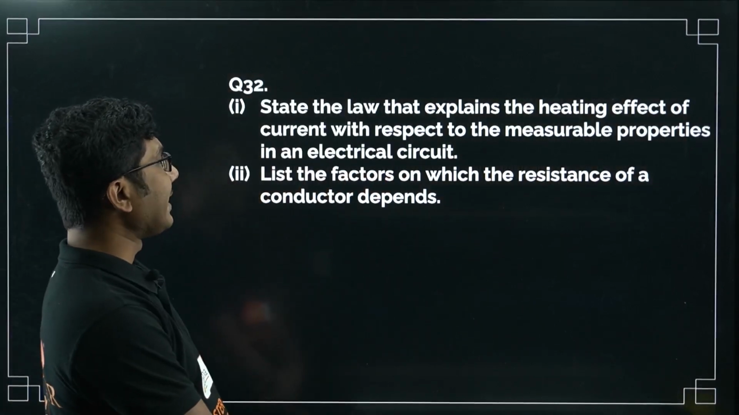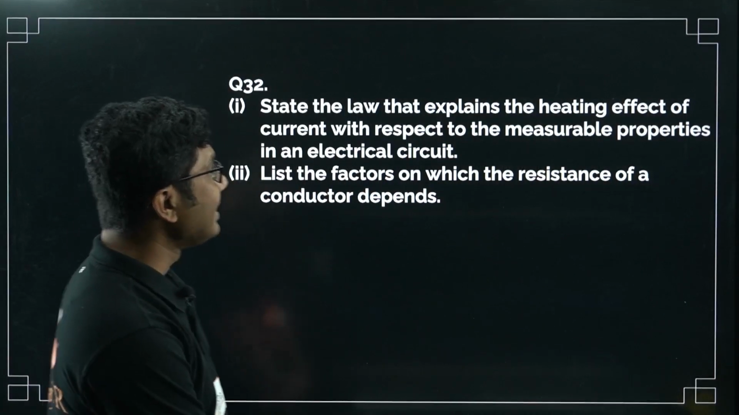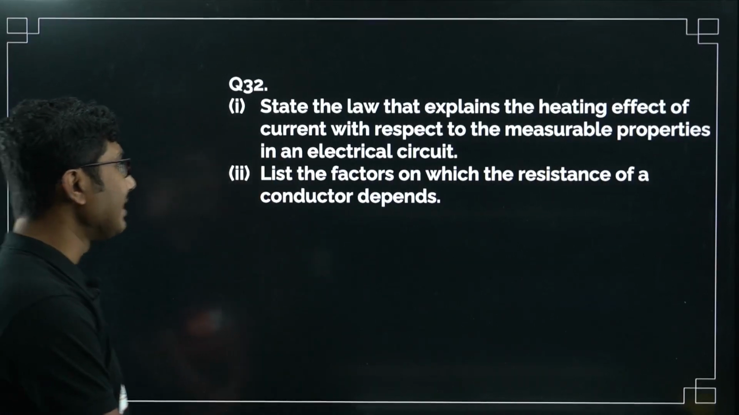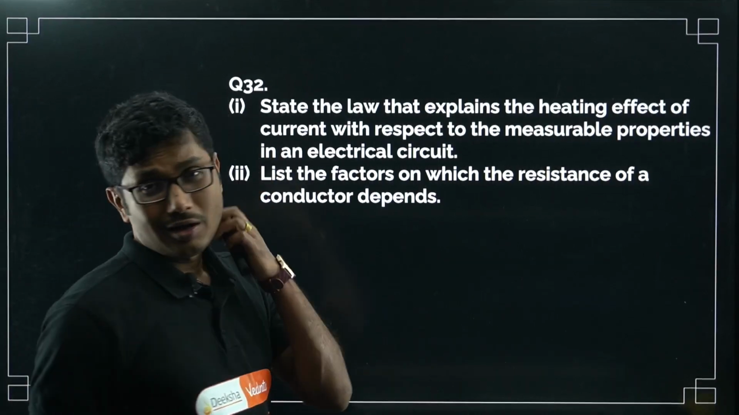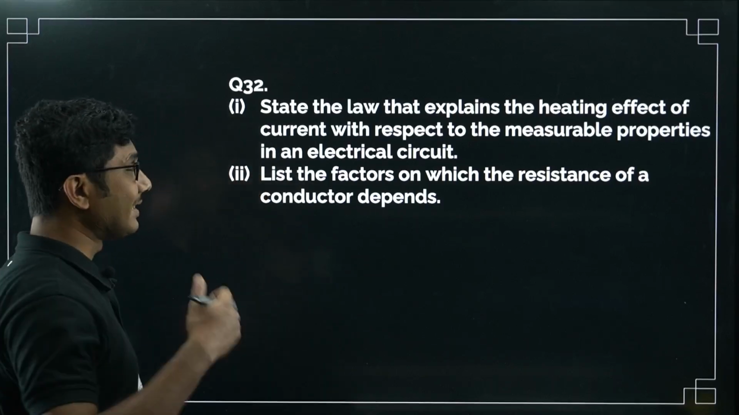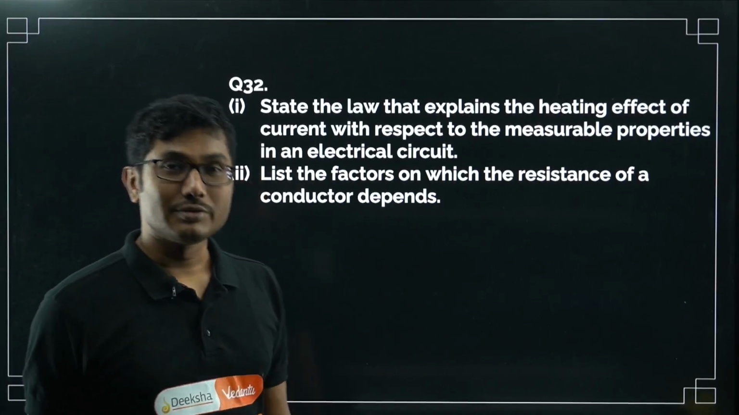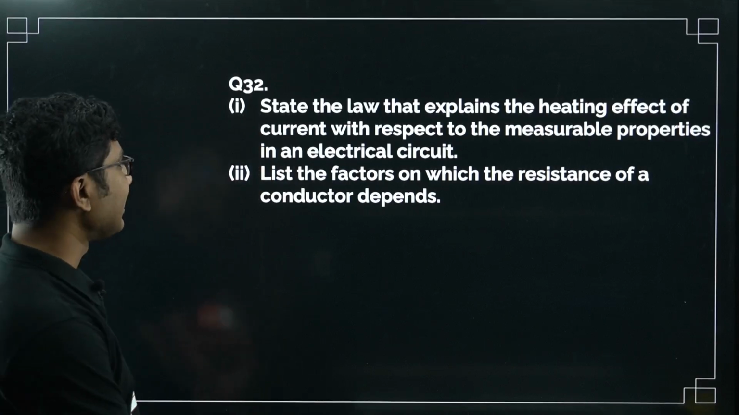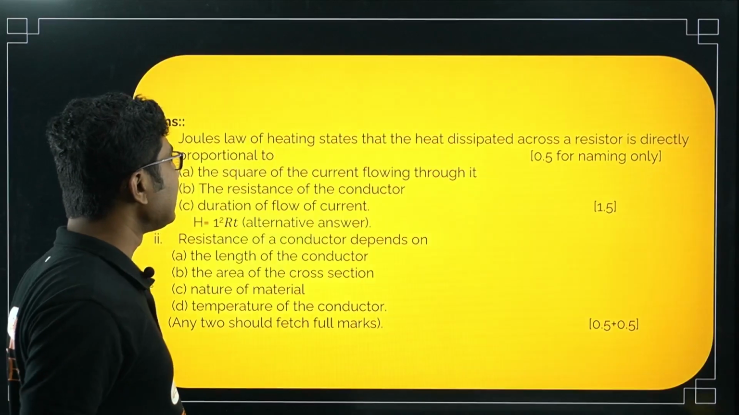State the law that explains the heating effect of current with respect to the measurable properties in an electrical circuit. So what is the law? Heat generation in the circuit is explained by Joule's law of heating. Then, list the factors on which the resistance of a conductor depends. Easy question. So let's see the answer.